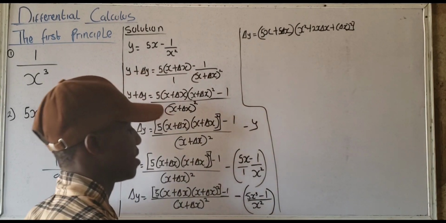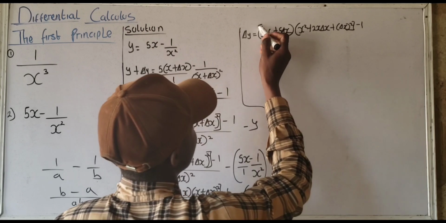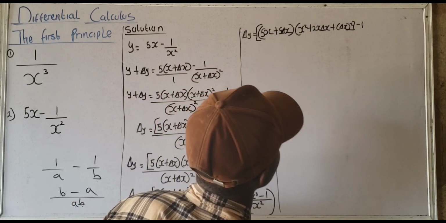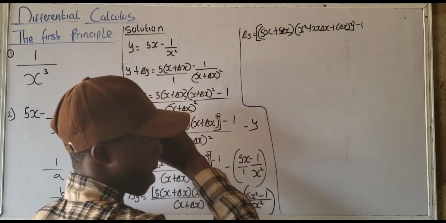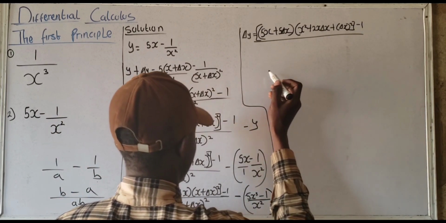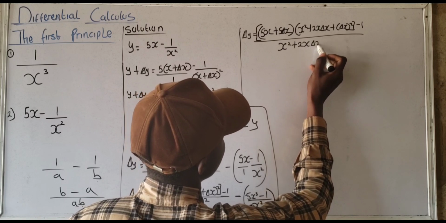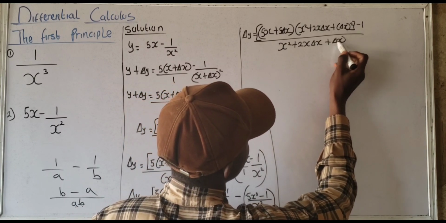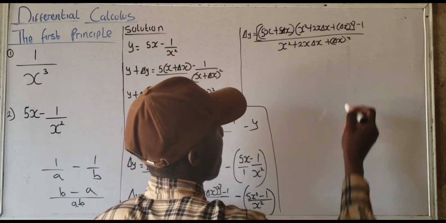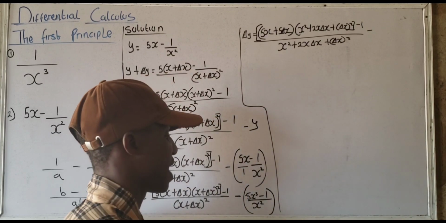Do you understand? Okay, we still have minus 1. All over x² + 2x delta x + delta x². Okay, minus, now I want you to pay attention.